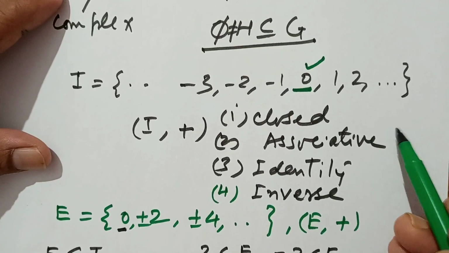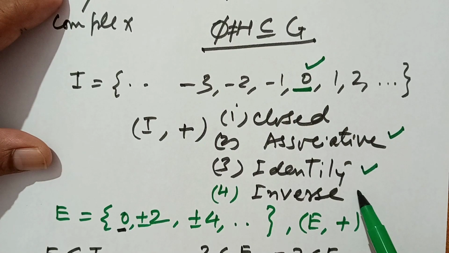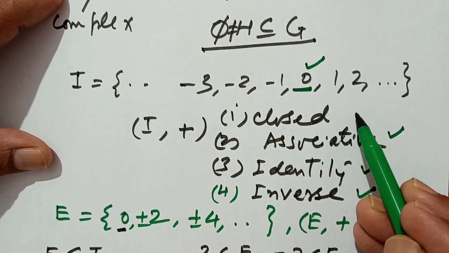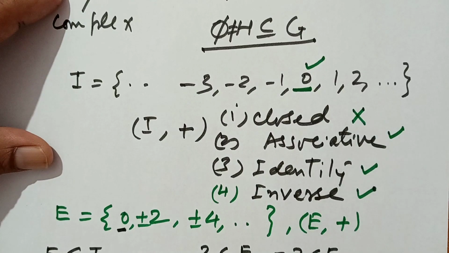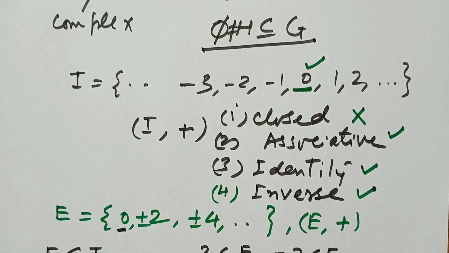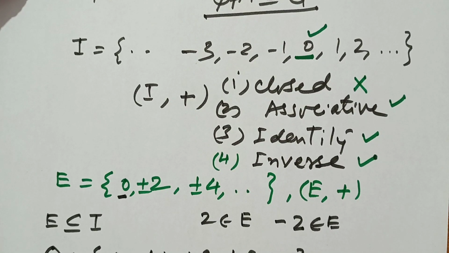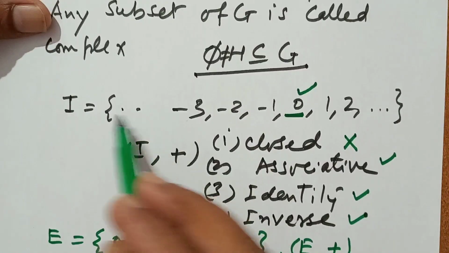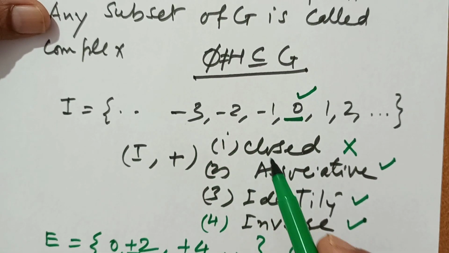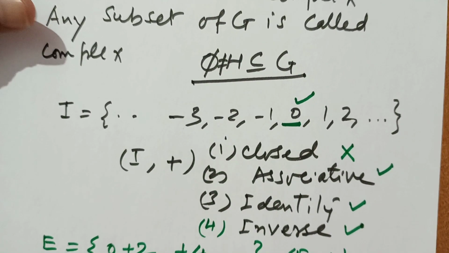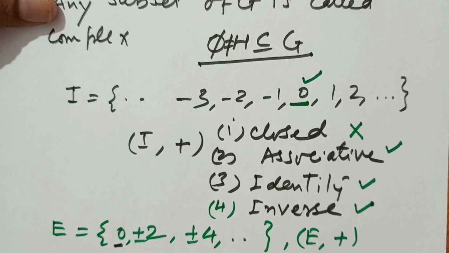associative, identity, inverse. But this does not satisfy closure. So this is not a group with respect to addition. It means the set of odd integers is not a subgroup of the set of integers. Is it clear? So this is a very nice example of a subgroup as well as not a subgroup.